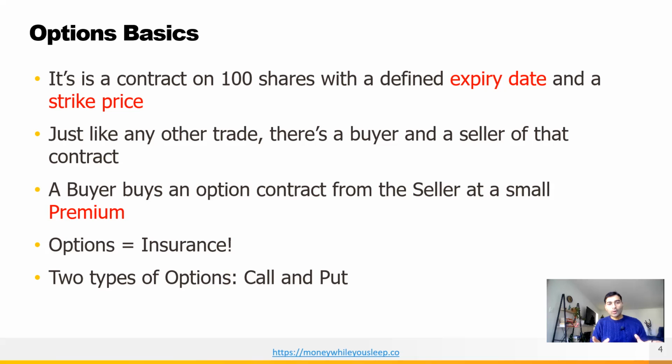So there are two types of options. One is call, the other is put. If you have learned about options separately, then you would have heard about call and put. We'll look at examples of how call and put work. But as part of this particular slide, remember there are 100 shares in a contract. They have an expiry date and a strike price, and there is a premium at which options are traded, and they work just like insurance.